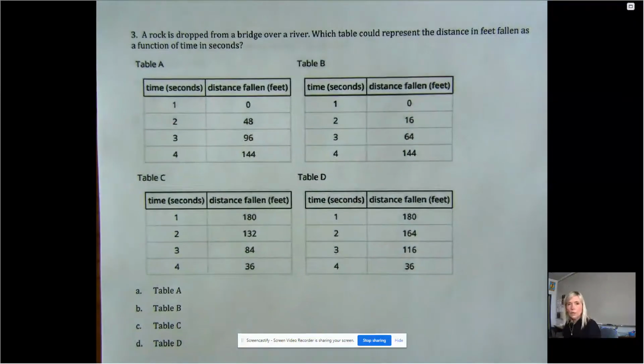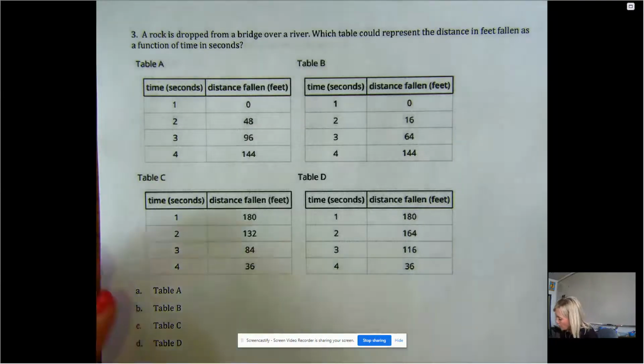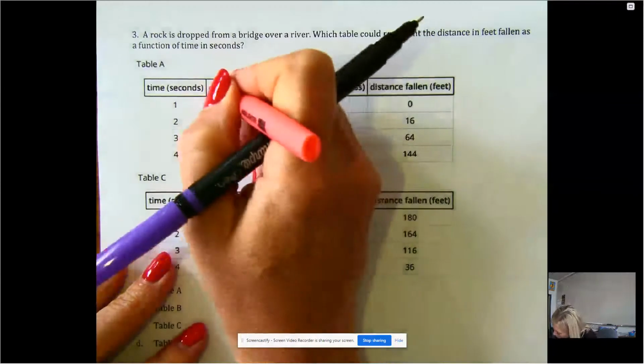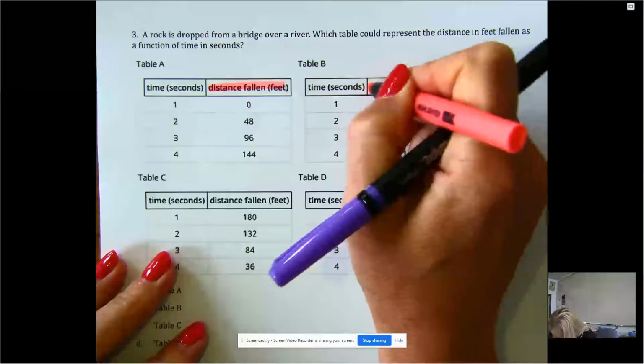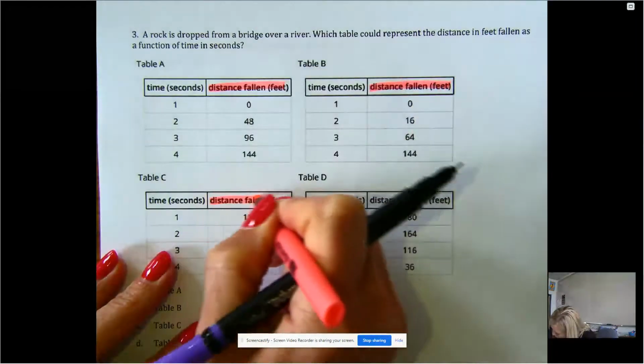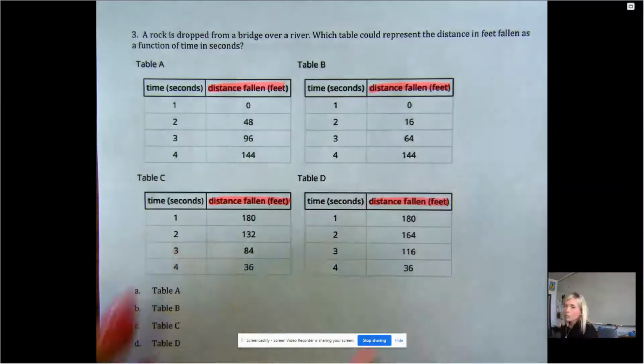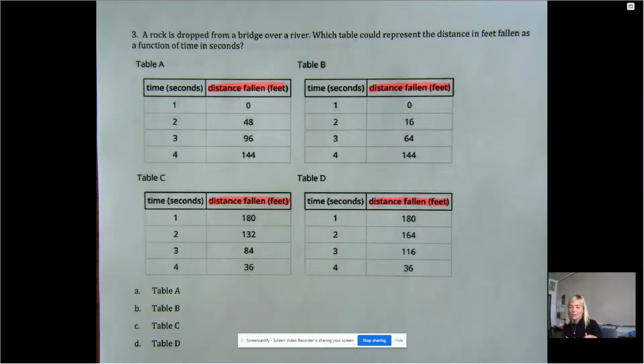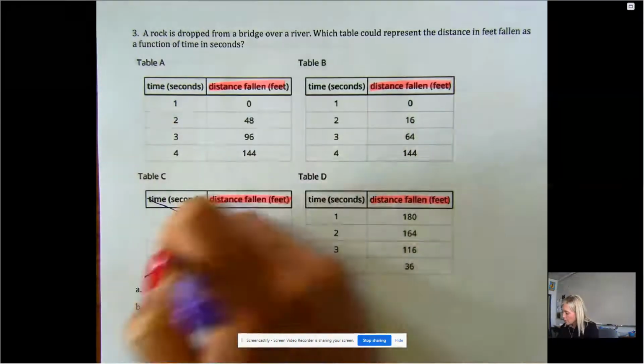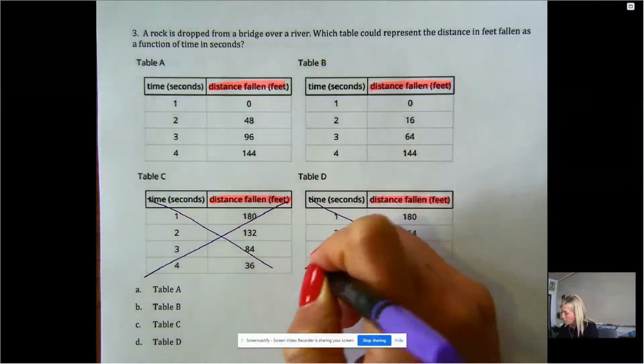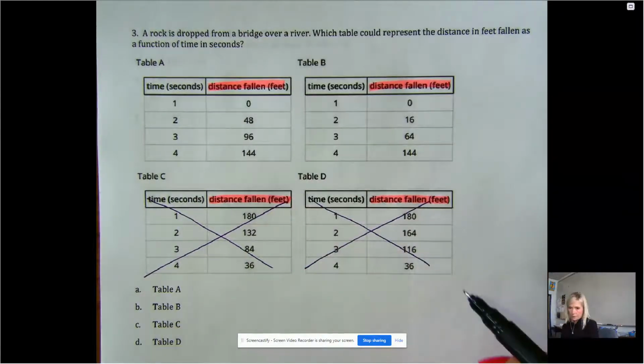Okay, on number 3, a rock is dropped from a bridge over a river. Which table could represent the distance in feet fallen as a function of time in seconds? So one thing to note is that there are 4 tables here. This is the distance fallen, okay? So when you drop something, how far it has fallen should increase as time goes on, right? So I know it can't be table C or table D because those are both decreasing.